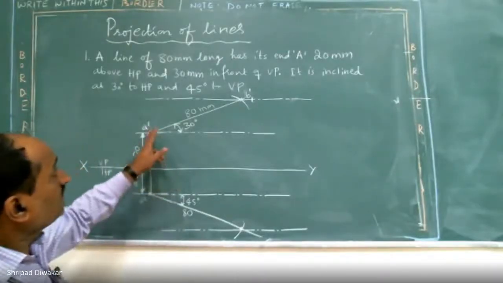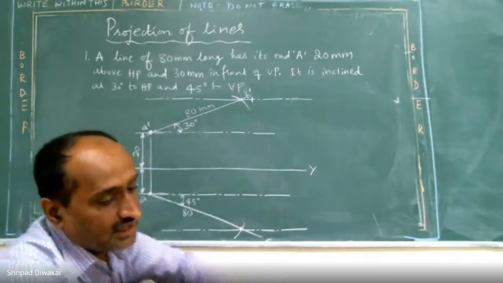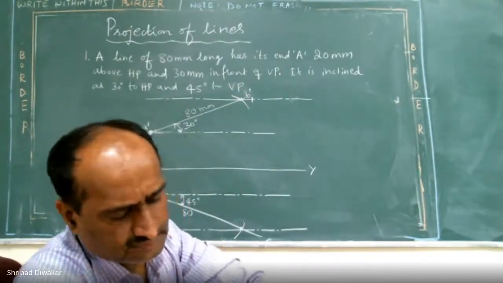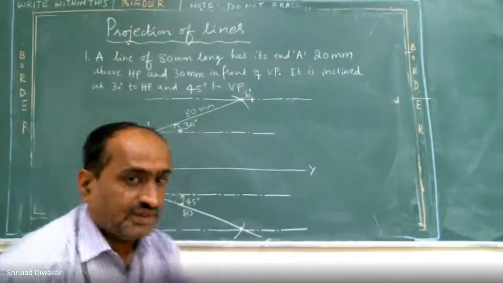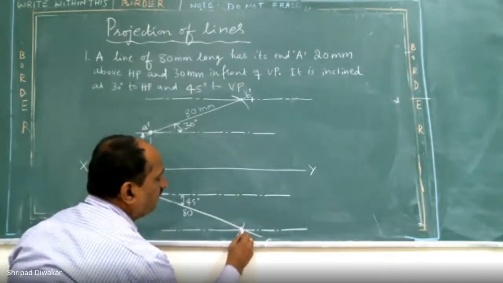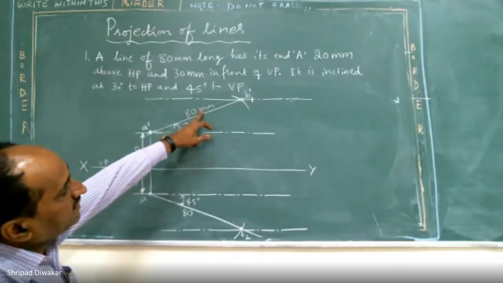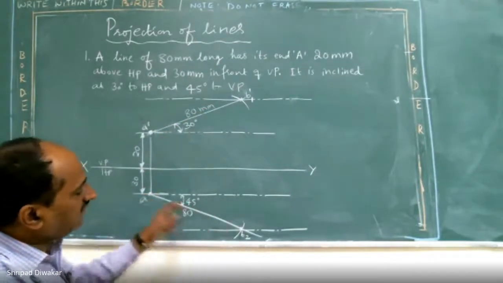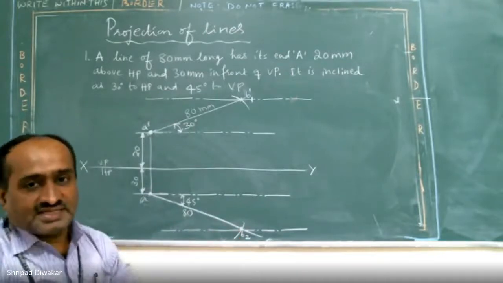You remember, don't represent it as A dash B dash. It will be represented by A dash B1 dash. And whatever top view you are getting, you mark it as B2. A B2. In my diagram, A dash B1 dash is the true length in front view, and A B2 you have to represent like this only. A B2 is my true length in the top view. Next step.